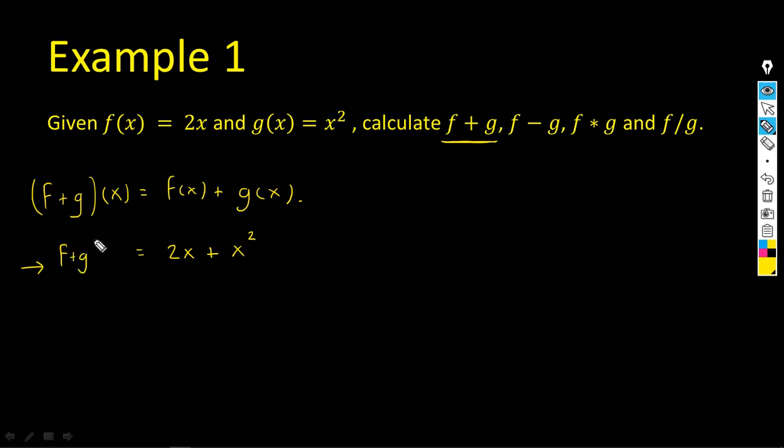And that's it, guys. We are done. Can you see how simple it is? There is nothing else to be done. We already added f of x plus g of x, and this is what we get. So this is a new function, which is known as f plus g of x. I'm going to repeat that. F plus g of x equals 2x plus x squared.